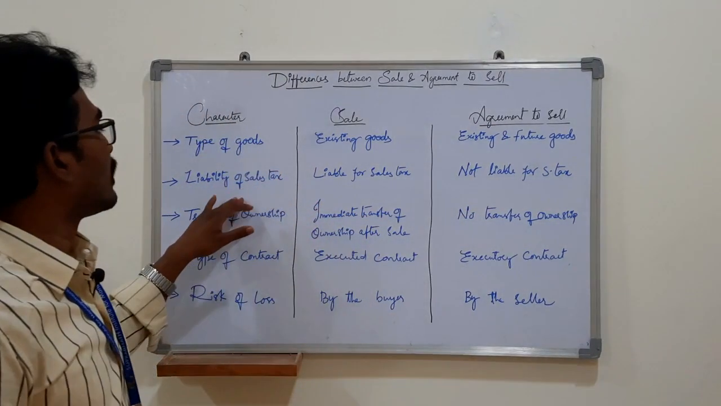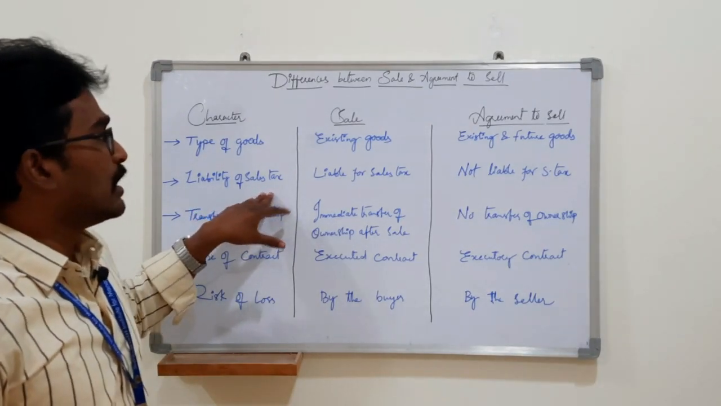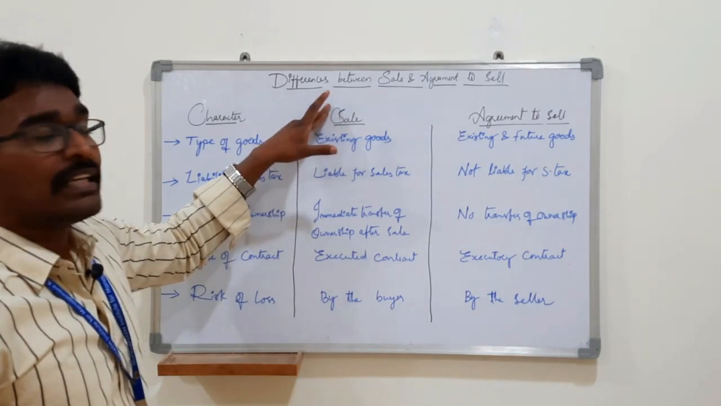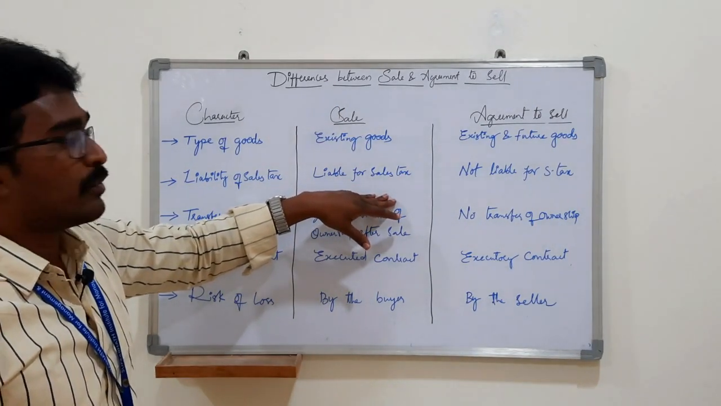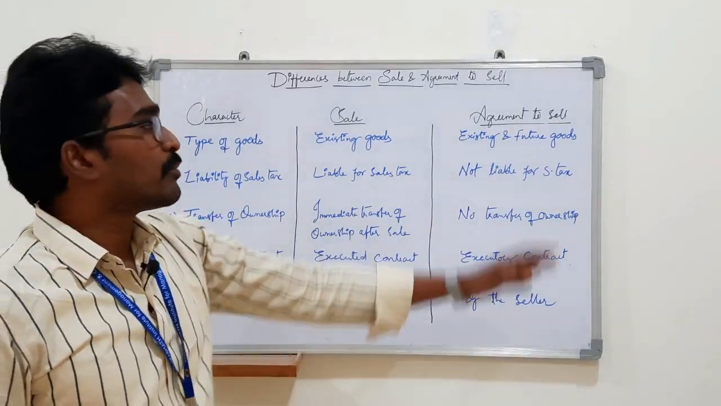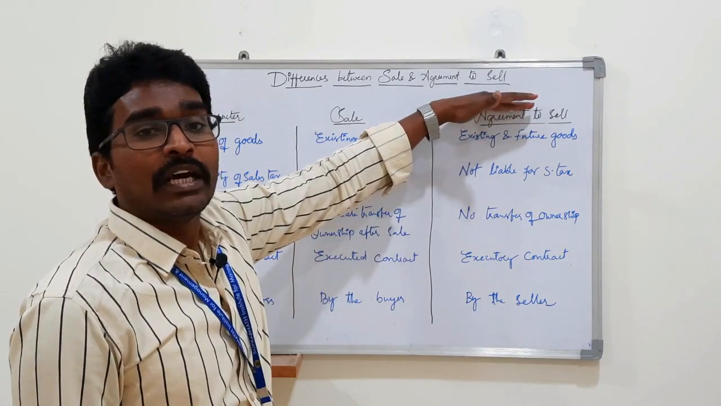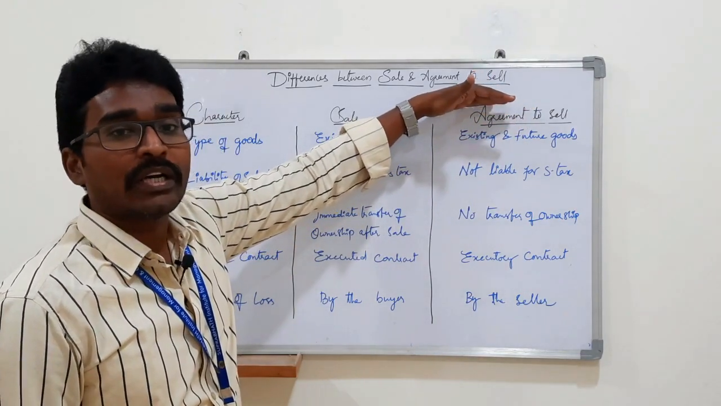Coming to the second characteristic, liability of sales tax. In the sale category, sale is liable for sales tax. Whereas agreement to sell is not liable for sales tax, because the process of sale is not yet completed, or the performance of sale of goods is not done yet.